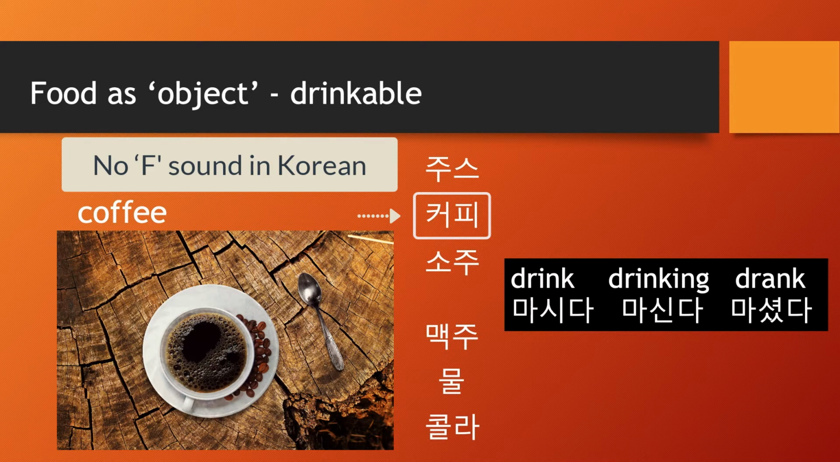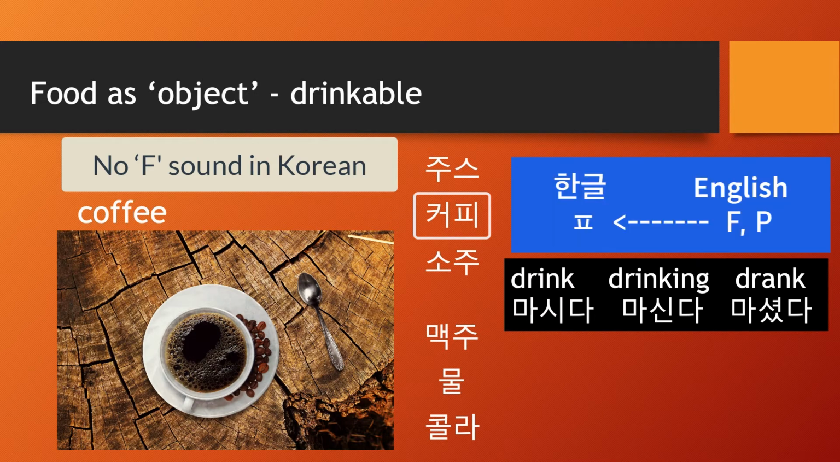As a matter of fact, when any English words containing F is converted into Hangul characters, they are presented with a 퓨. Of course, this only happens when you are converting English words into Hangul characters. Hangul itself does not have any F sound at all.